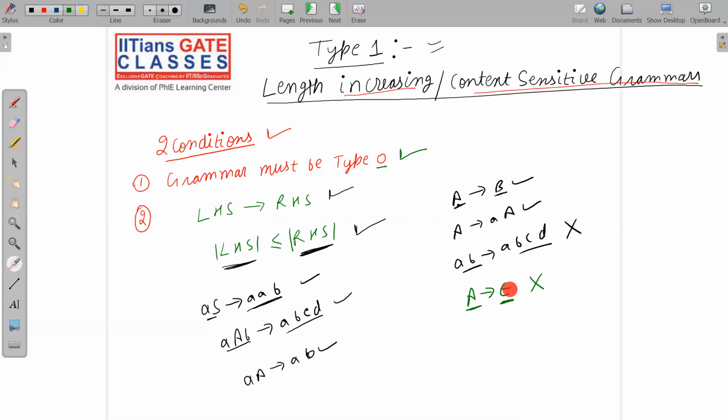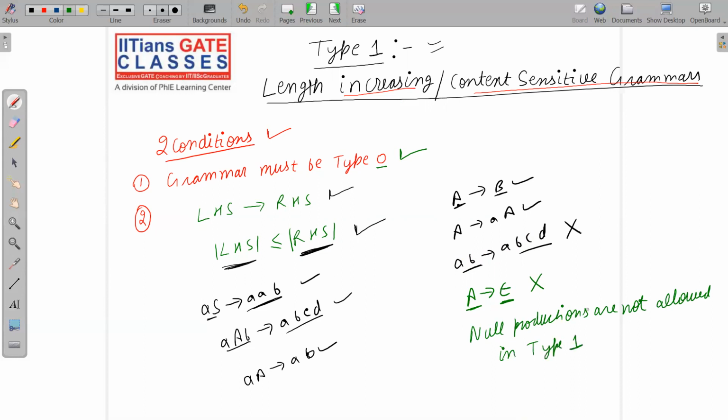So please remember this thing. Here length is 0, here length is 1. So this is not allowed. These are known as null productions. So null productions are not allowed in type 1. Please write this thing: null productions are not allowed in type 1.